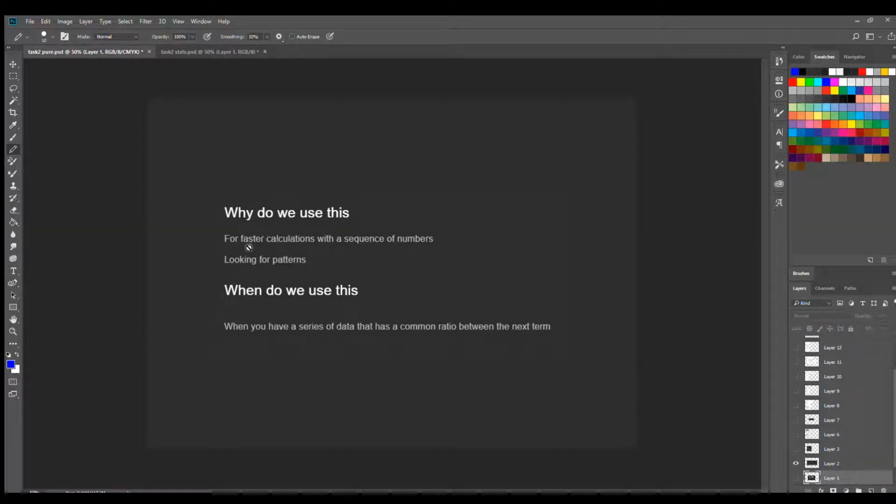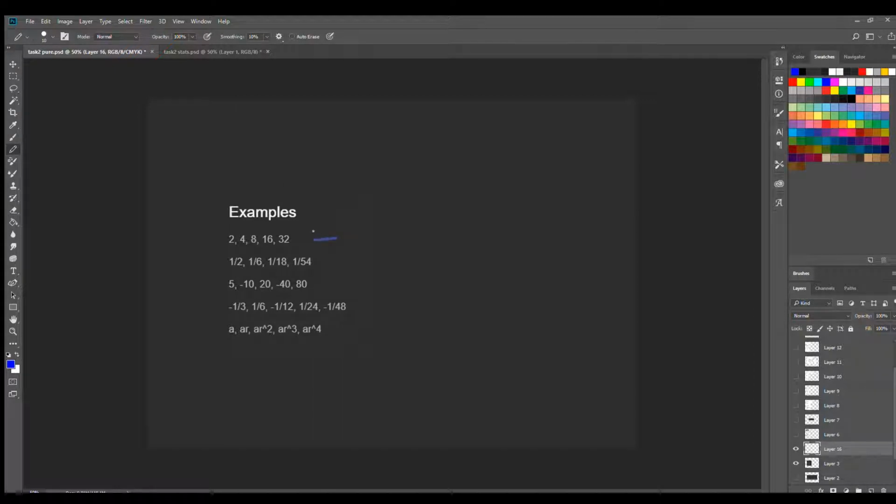So we use this for faster calculations with sequences of numbers. We can also look for patterns and model real-life scenarios. We use geometric sequences when we have a series of numbers that has a common ratio between the first and the next term.